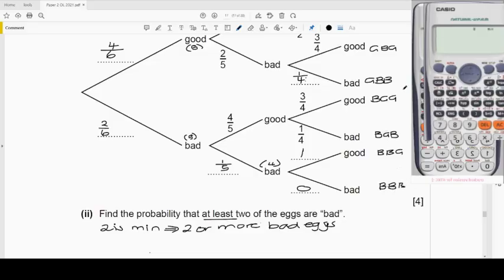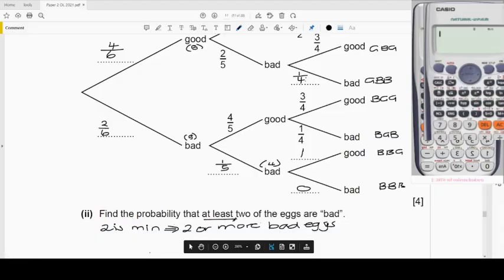Then to get the probability of each of these scenarios, you just multiply the individual probabilities here. And you can see that this one where we have bad, bad, bad, when I multiply 2 over 6, 1 over 5, and 0, it'll end up at 0 because it is not possible to pick 3 bad eggs when you only have 2.